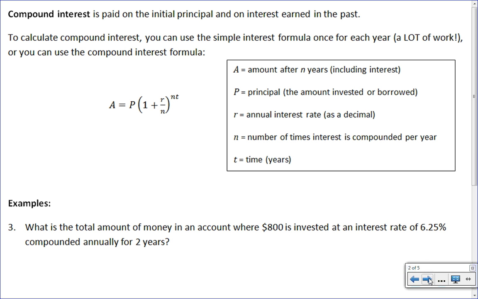Compound interest is paid on the initial principal and on interest earned in the past. So this is usually how interest is calculated in the real world. What this means, basically, to give you a very simple example, let's say you were to invest $100. Under simple interest, let's say your interest rate is 5%. Make it nice and simple. Under simple interest, at the end of the first year, you would have the $100 you invested plus 5% of that $100, or $5. So your balance would be $105.